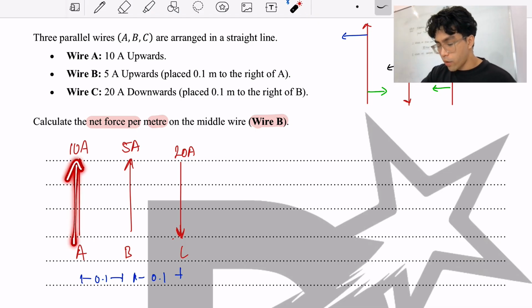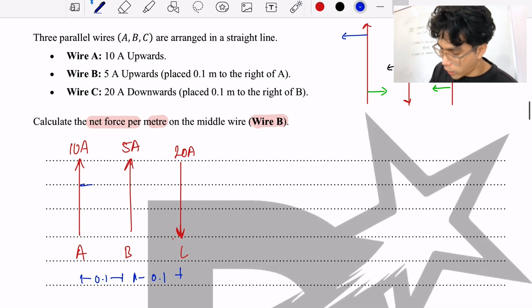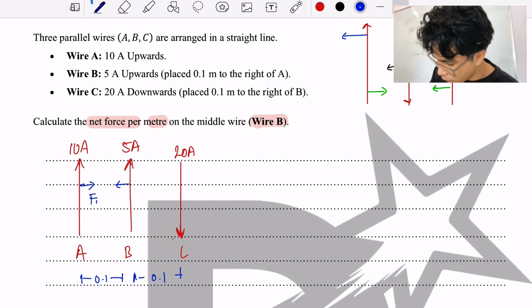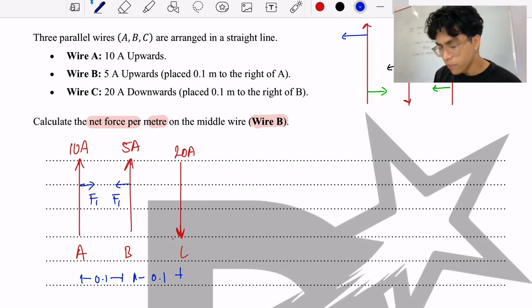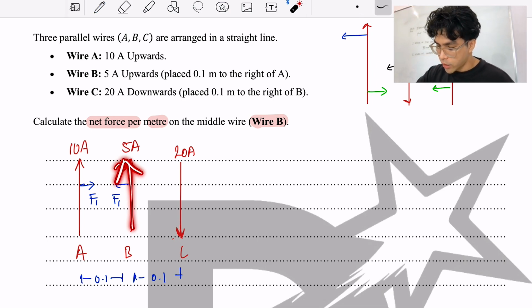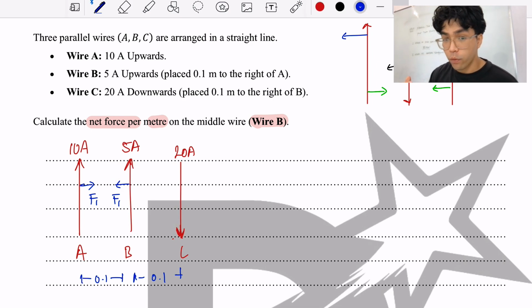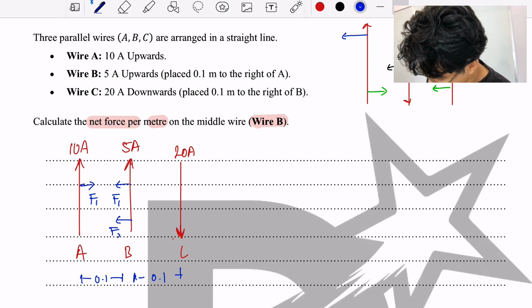Okay, so A is upwards, B is upwards, that's a force of attraction. We're going to call that F1. B and C are opposite directions, so we're going to have a force of, what is that? Repulsion, right? Now, because it's repulsive, B is going to go to the left and C is going to go to the right. We're going to call those forces F2.